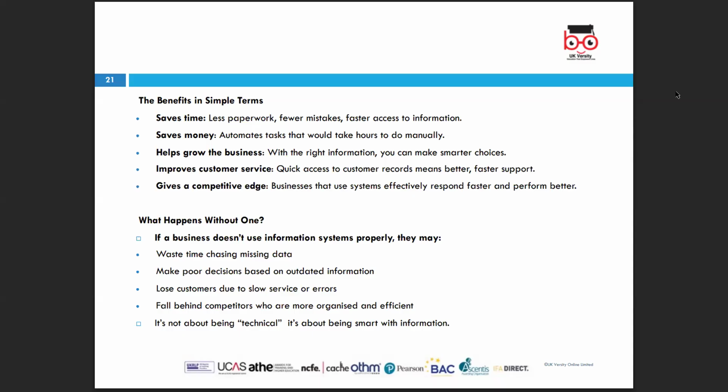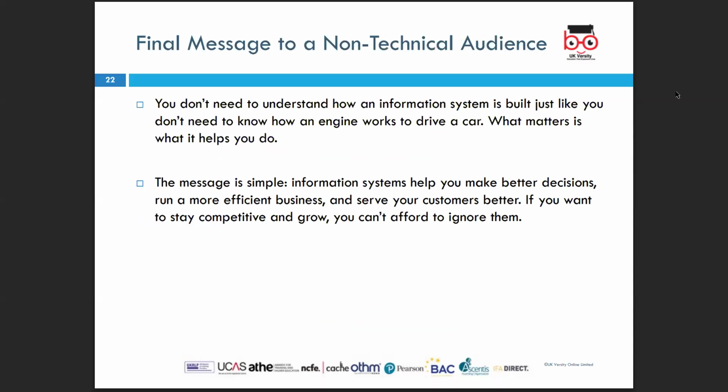What happens without one of them? If a business doesn't use an information system properly, they might waste their time chasing missing data, make poor decisions based on outdated information, lose customers due to slow service or errors, and fall behind competitors who are more organized and efficient. So it's not just about being technical, it's about being smart with information.